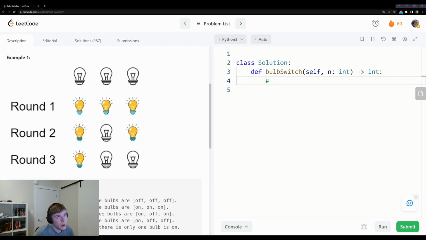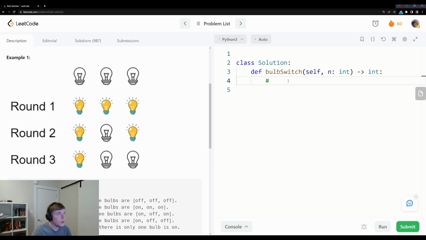So we have to think, okay, if there's an even number of factors, then clearly we would have the bulb off by the end of it. Whereas if there's an odd number of factors, then we would have it on, because on, off, on, off, on, off, and then one more for on, that would be an odd number. So when does a number have an odd number of factors?